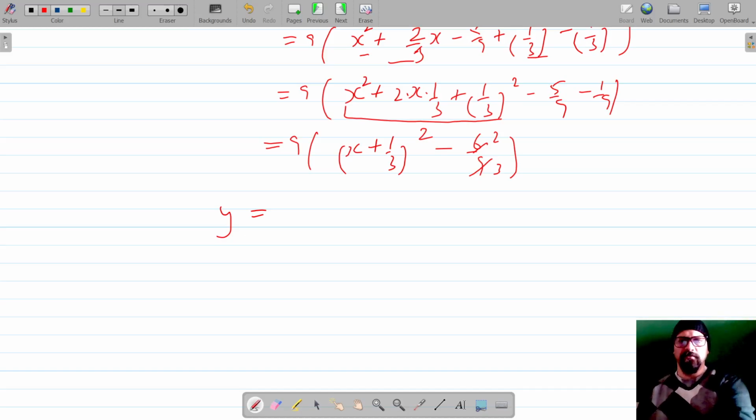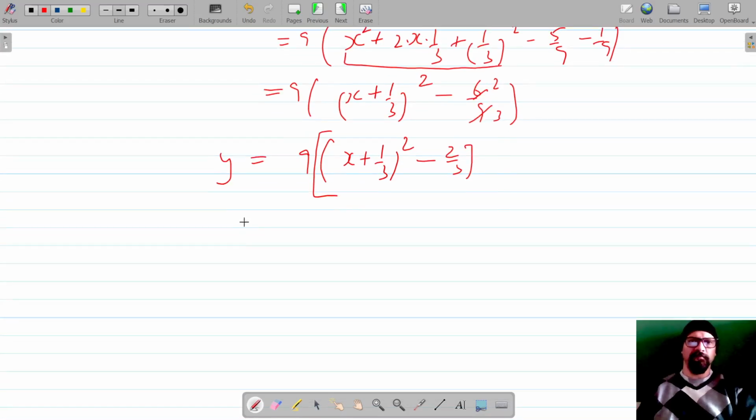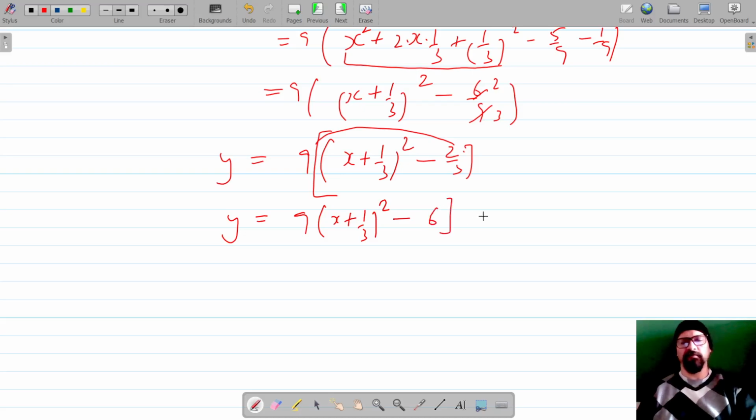Okay, so now finally I can write y as y is equal to 9 into x plus 1 by 3 the whole square minus 2 by 3. And let's multiply all these with 9. So which gives me 9 into x plus 1 by 3 the whole square, and 9 into minus 2 by 3, which is 6. So this is minus 6.